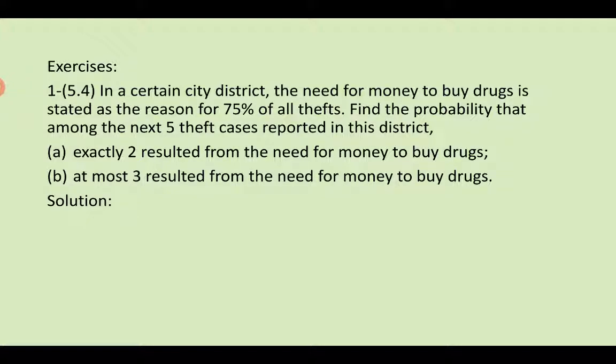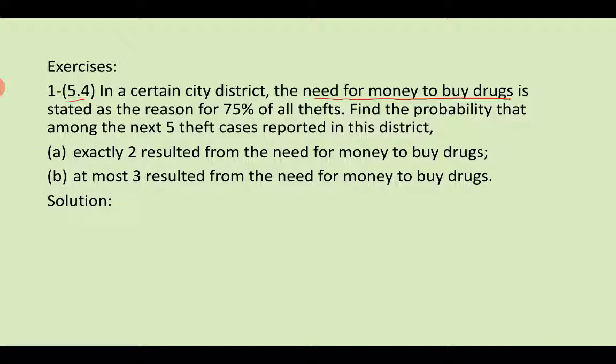First problem is problem number 5.4. In a certain city district, the need for money to buy drugs is stated as the reason for 75% of all the thefts. See, the city police is dividing the reason for theft into 2 cases. One is need for money to buy drugs, and the other is everything else. So only 2 possible outcomes.